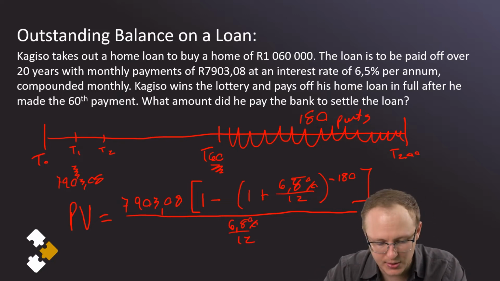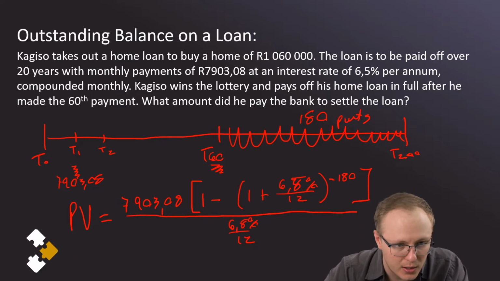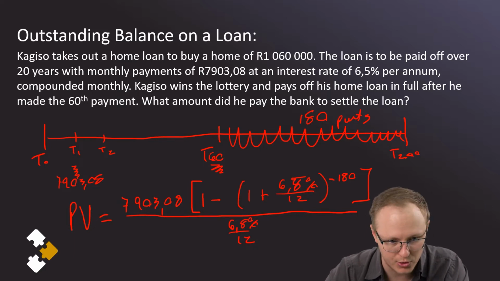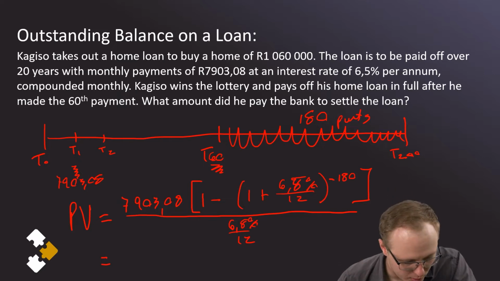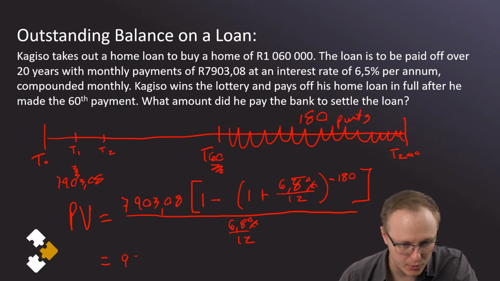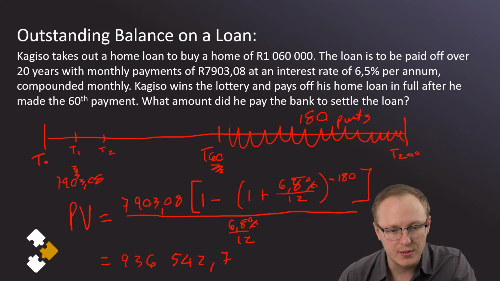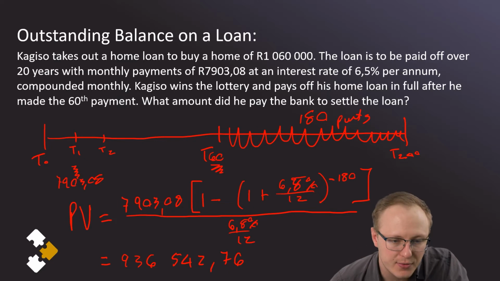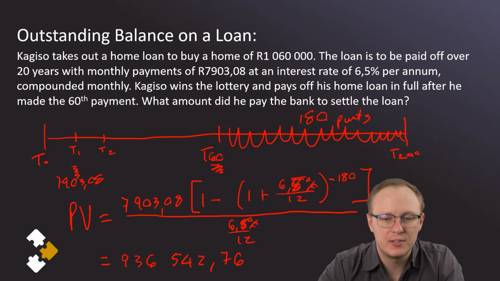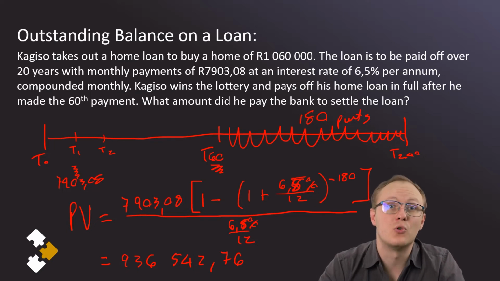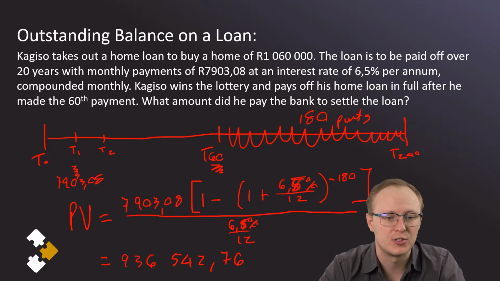Okay, so let's see how much of Kagiso's lottery winnings had to go straight back to the bank. I am going to proclaim that the present value here was 936,542.76. That is the amount that Kagiso had to pay in order to completely pay off his loan. So after he'd already made 60 payments, that 936,542.76 is what he still owed on the loan.